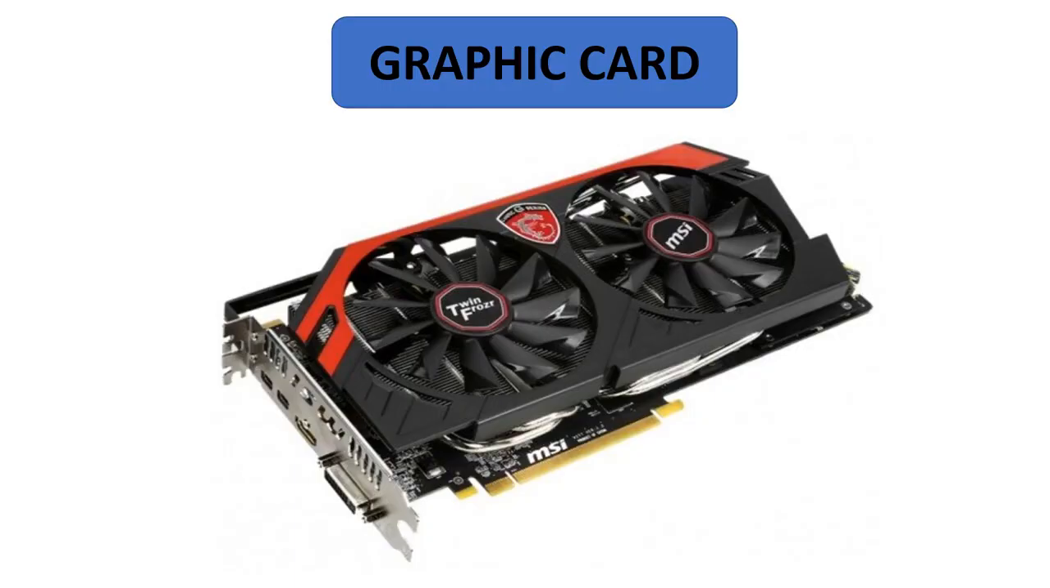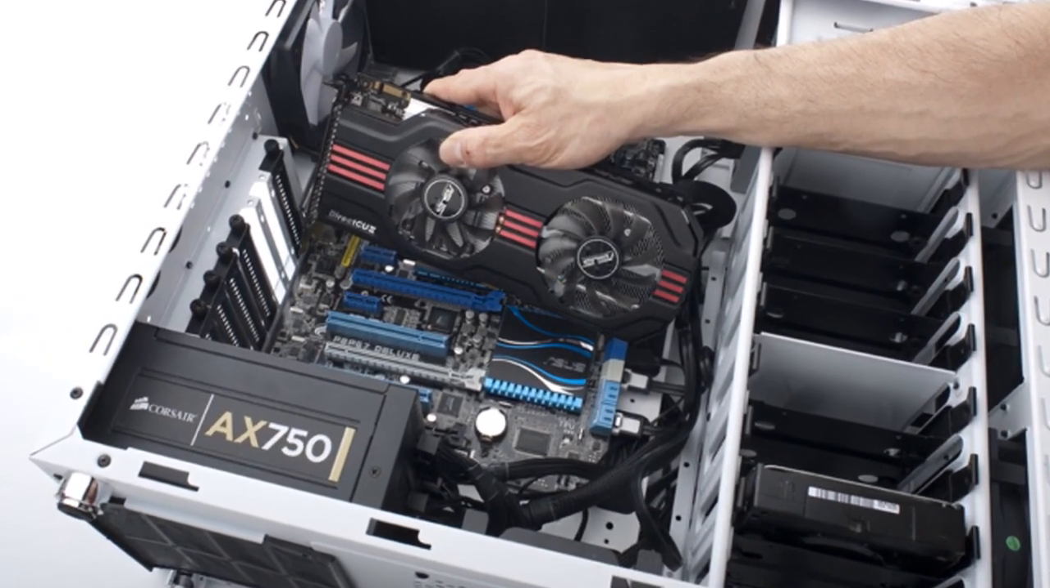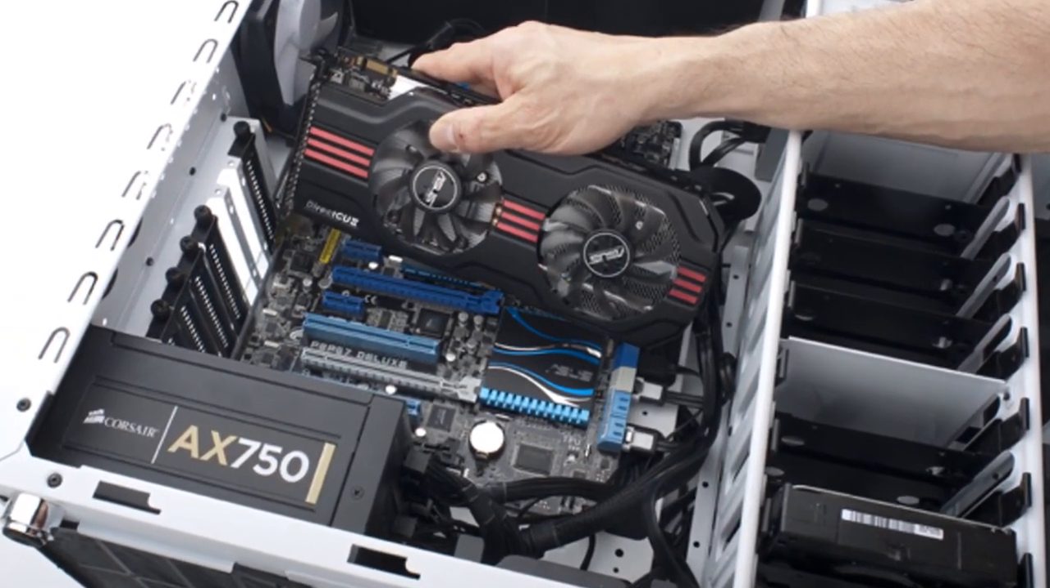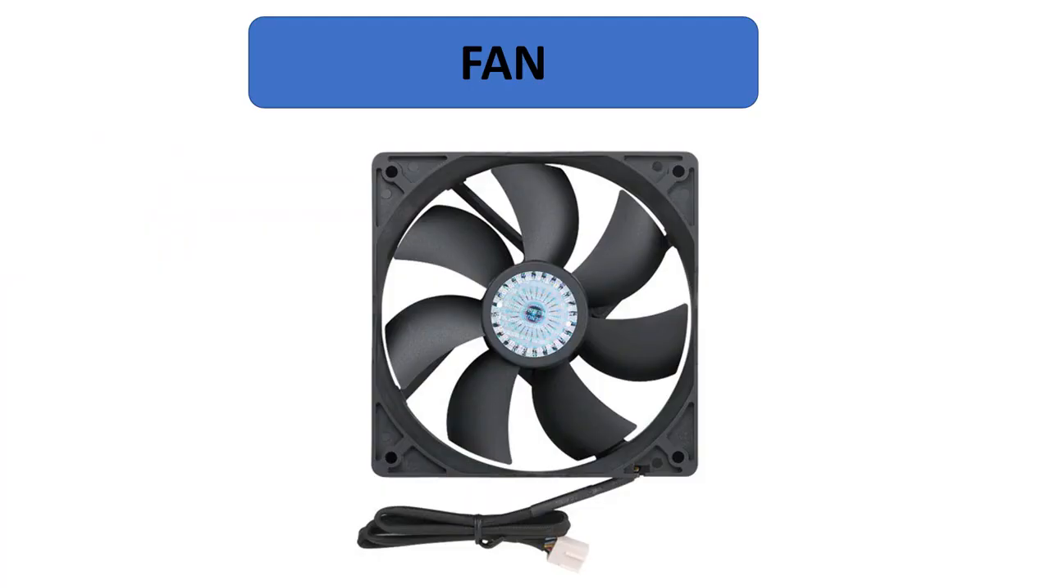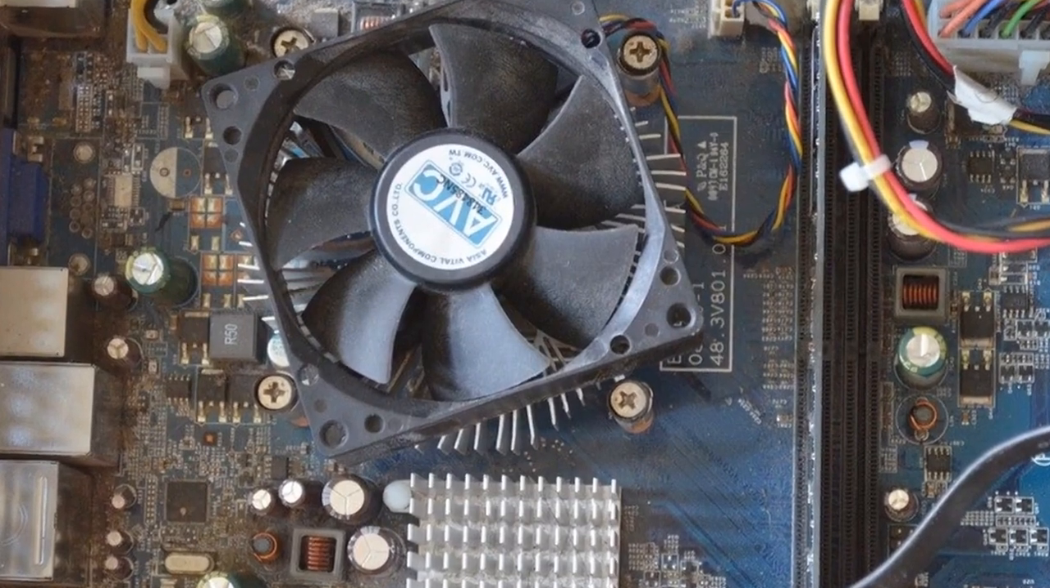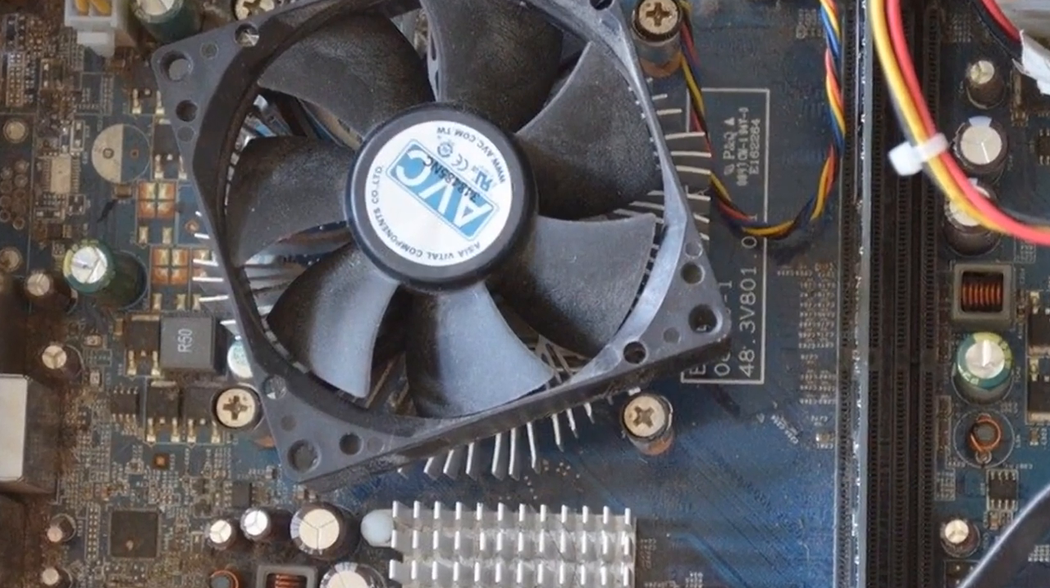Graphics card. Graphics card is plugged into the motherboard, and makes the computer display images on the monitor. Fan. Fan acts as a heat sink. It keeps the CPU cool and stops it from overheating.